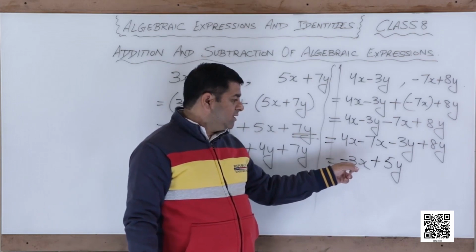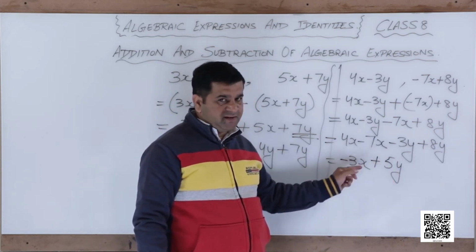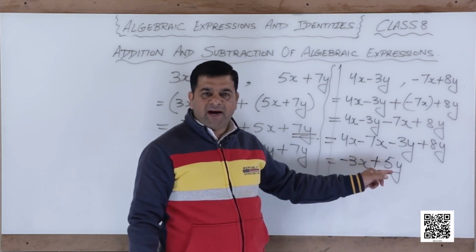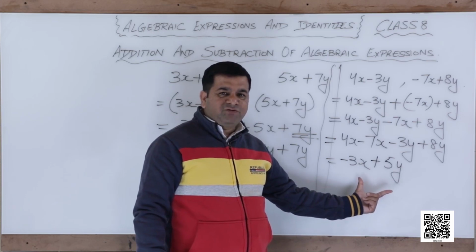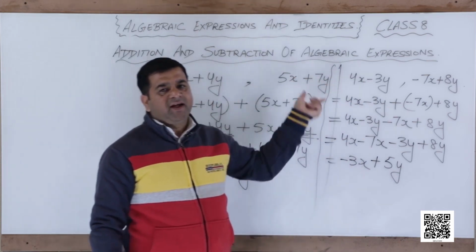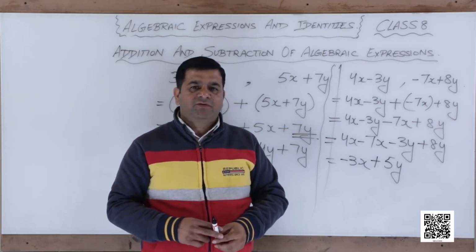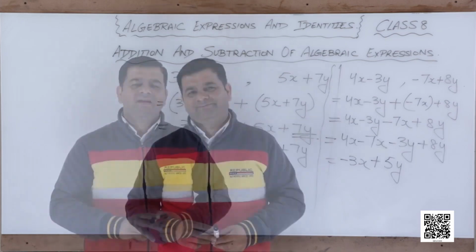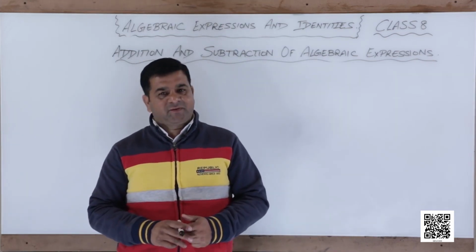Now students, minus 3x and plus 5y don't have the same variable, they are not like terms, so they cannot be added further. So that is our sum. This way we can add the algebraic expressions. Now I'll tell you about subtraction of algebraic expressions. Now students, we will see the subtraction of algebraic expressions.